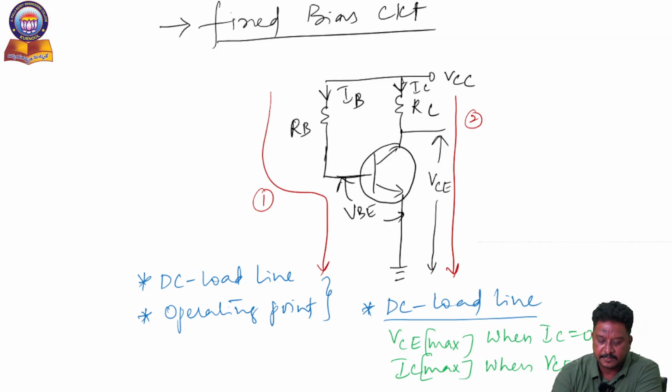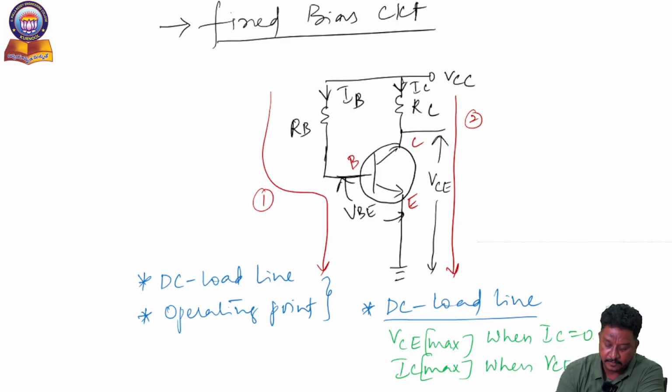Why is it called the fixed bias? I am using the fixed connection across the base terminal. This is emitter, base and collector. I am using a fixed bias through the RB resistance to the input of this transistor. That's why it is called the fixed bias circuit. Anyway, first I want to locate the DC load line. So for that purpose, applying KVL to path 2.